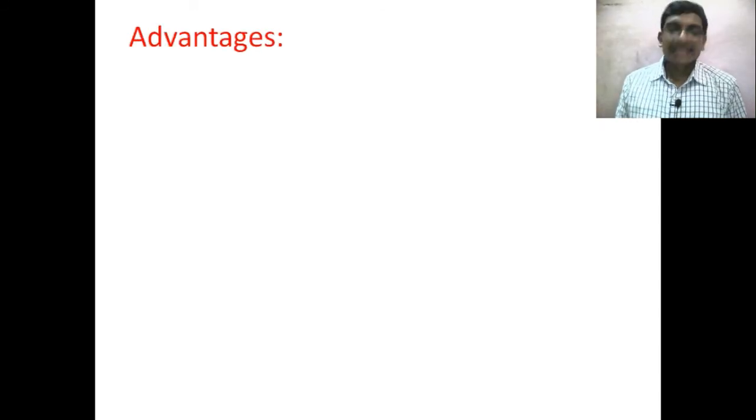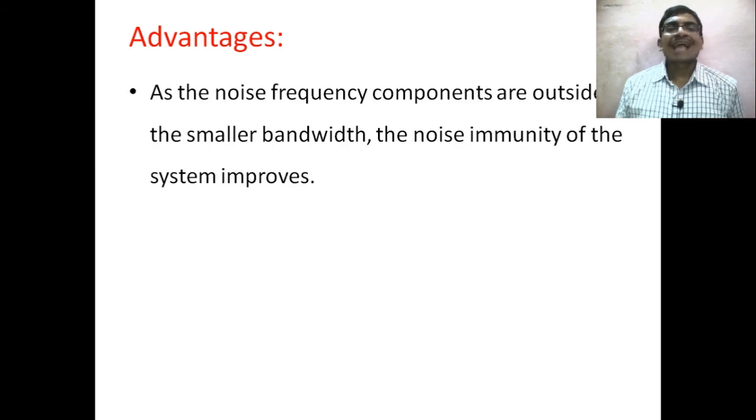Let us see the advantages of dominant pole compensation. As the noise frequency components are outside the smaller bandwidth, the noise immunity of the system improves. Whatever the noise sources and components are outside of our bandwidth, that is why our system has more noise immunity.